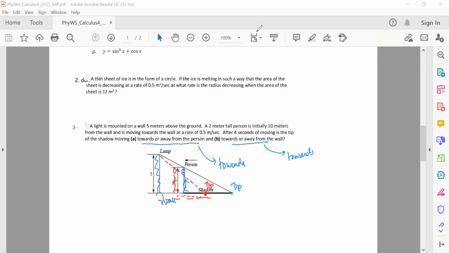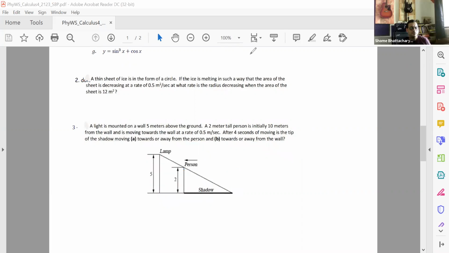Yes. Now, if we want to calculate rate of change, we can add one question to this. We can find, for example, the speed at which the tip of the shadow is moving, given that the speed at which the person is moving is 0.5 meters per second. For that, we can now use the rate of change or calculus concept. Okay, so let's discuss that next. Again, we'll be using the similar triangle concept for that also.